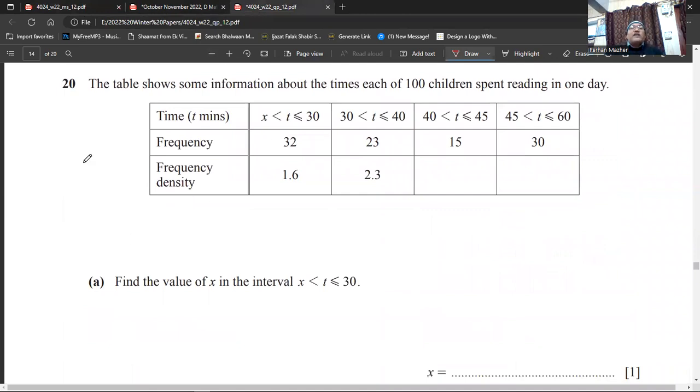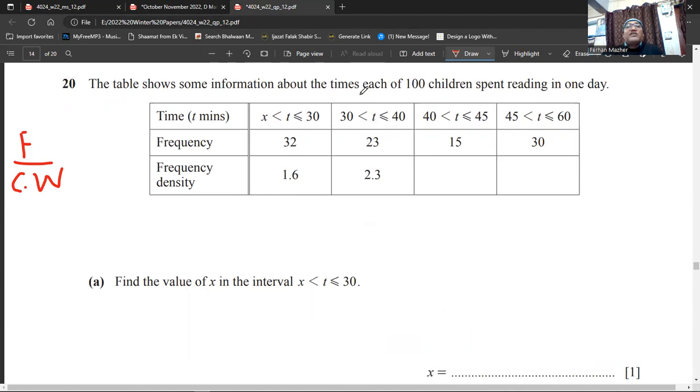Okay, so we have question number 20. The table shows some information about the times each of 100 children spent reading in one day. So the frequency from x minutes to 30 minutes, 32 students, from 30 to 40 minutes, 23 students, from 40 to 45, 15 students, from 45 to 60, there are how many? 30 students. They have found the frequency density. Also remember the formula for the frequency density is frequency divided by the class width.